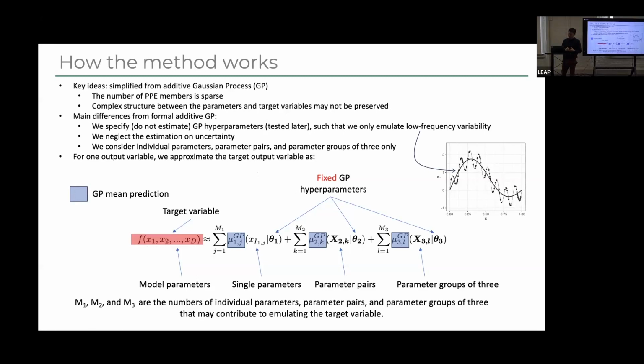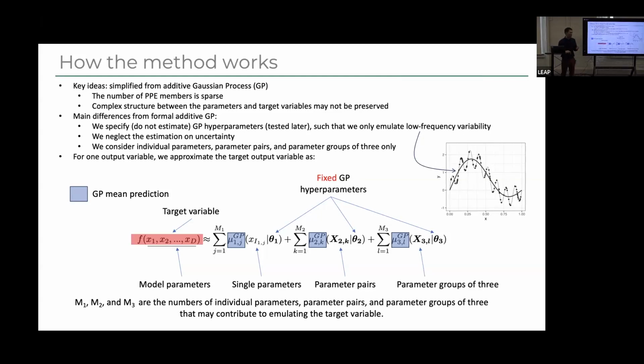We aim at emulating what I call low frequency variability. An example is shown on the right. Given a signal, we're not focusing on the zigzag sine waves. We're only focusing on the long wavelength signals in the data set. There are lots of simplifications, as I said, and we made it clear that this method doesn't estimate the uncertainty, which is for now a limitation.